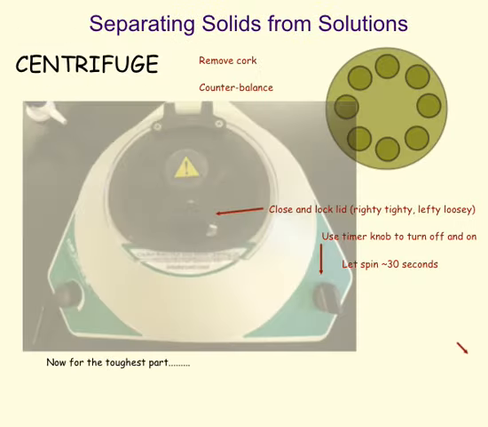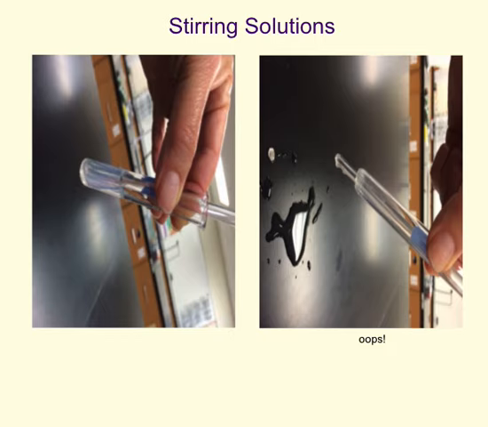Okay, stirring solutions. When you stir these solutions, again, think about cross-contamination, and then also be really careful. It's pretty easy to get energetic with the stirring, and some of these test tubes have been around for a while, so it's pretty easy to break a hole in the bottom of them.